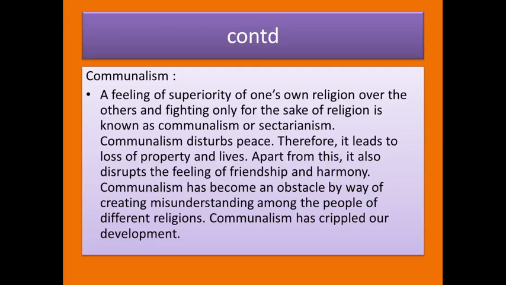So, communalism here, children, cripples our development, disturbs our peace, and because of communalism, fights take place between religions. They have a feeling of superiority of one's own religion, which shouldn't be done. This will bring loss to property and lives when it leads to communalism. Apart from this, it also disturbs the feeling of friendship and harmony.